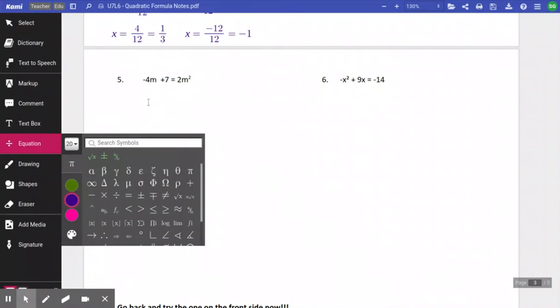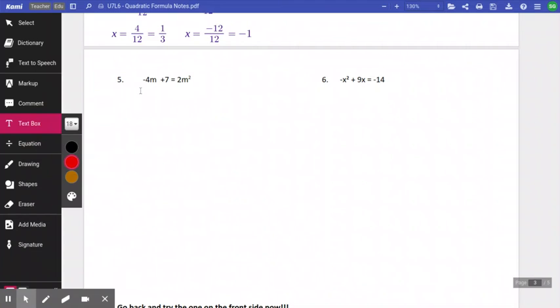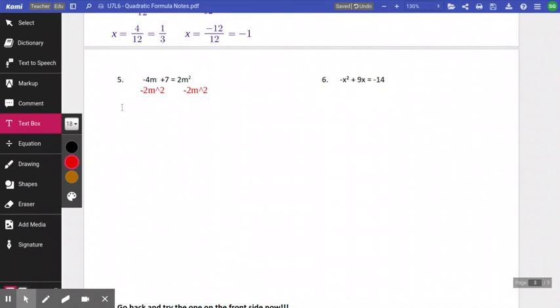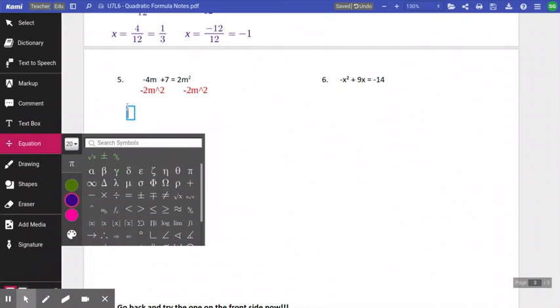So for number 5, I want to start off by setting it equal to 0. I'm going to do that by subtracting that 2m squared on both sides. I'm going to come in here and subtract 2m. I'm going to write squared like that. We've seen that before. It's called a caret to show that it's an exponent. So I'm going to subtract 2m squared on both sides. When I do that, I am left with negative 2m squared minus 4m plus 7 equals 0.